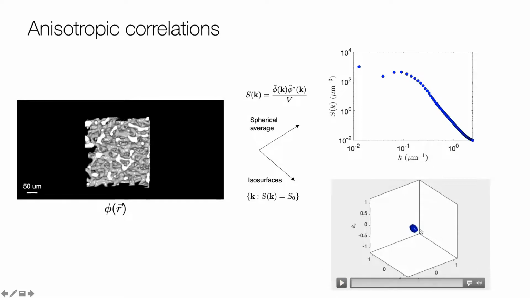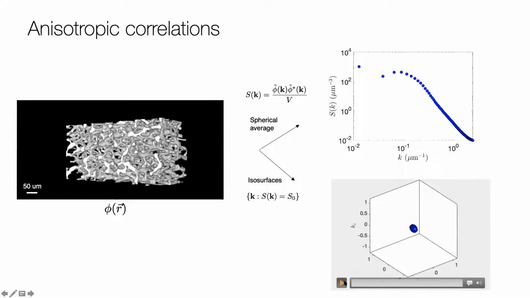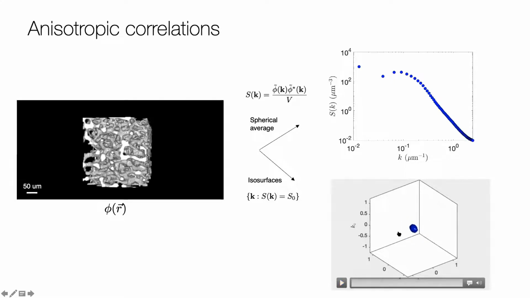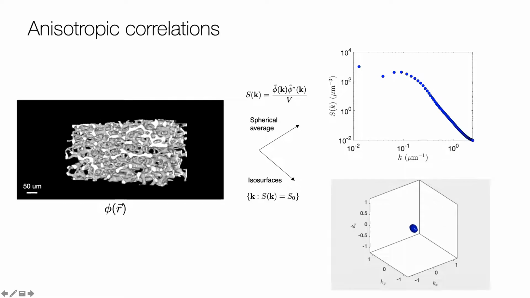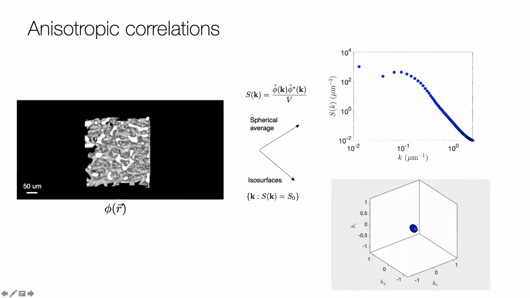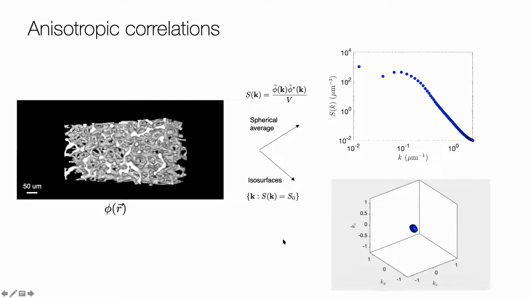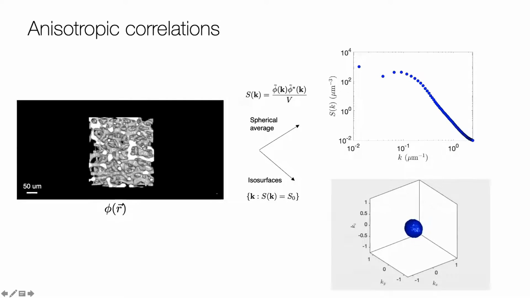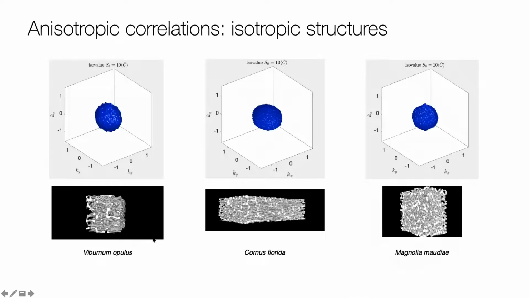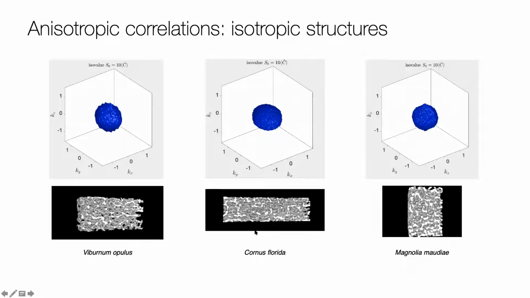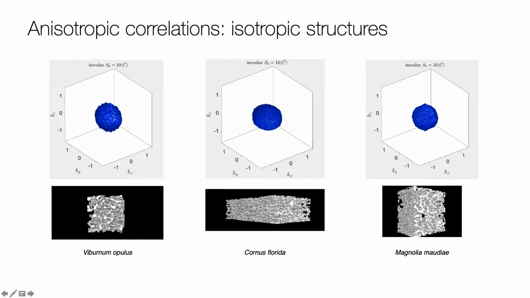And so scanning through, you can see that the shape of this function is not changing too much, but this is going to tell us something about how this sample is correlated at different length scales in different directions. So first, I want to look at the samples that by eye to me look isotropic. So this is the viburnum, this cornice that I showed at the beginning of my talk, and also there's this very beautiful sample from a magnolia.